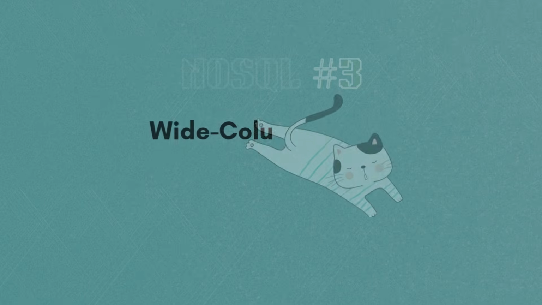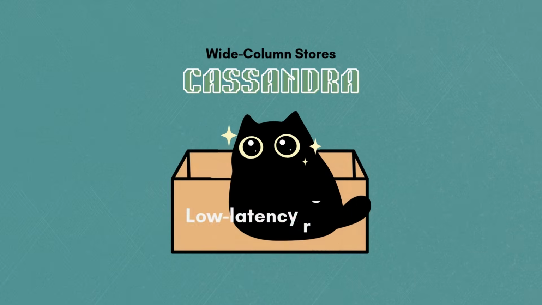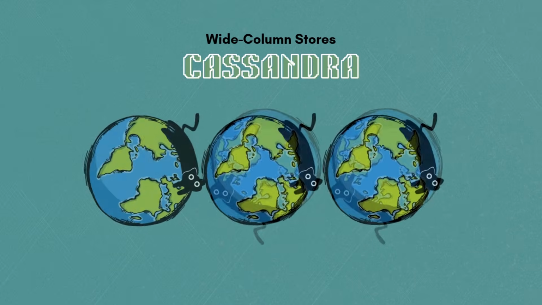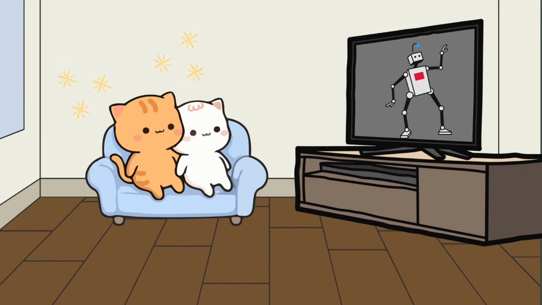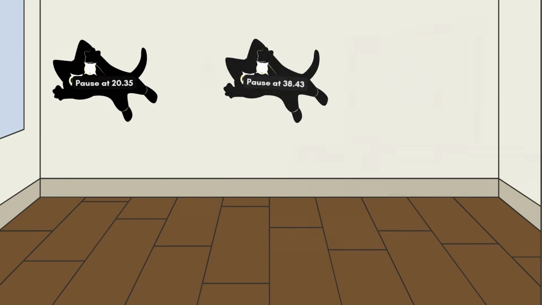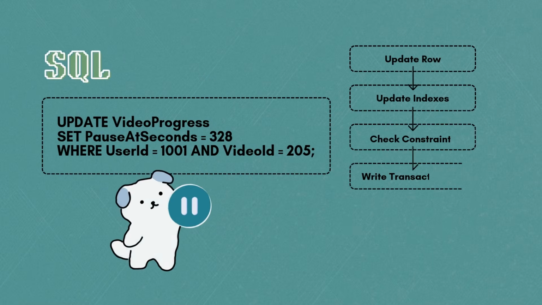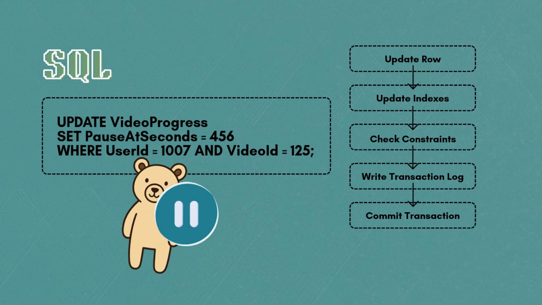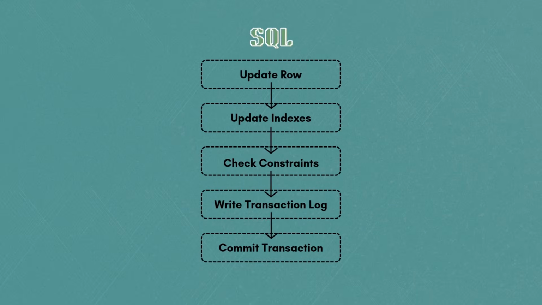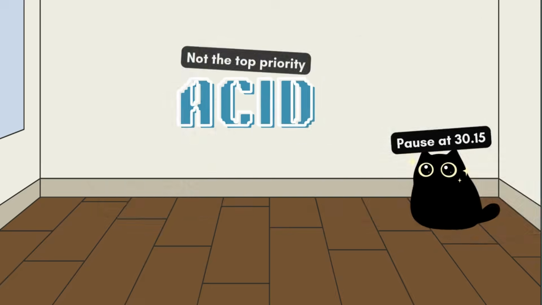Type 3 is wide column stores like Cassandra, designed for fast writes, low latency reads, and high availability across regions. Imagine Netflix logging exactly where millions of users pause their videos every second, which means huge numbers of writes happening at the same time. Using a SQL database here would be overkill. Every write might need to update indexes and enforce strict constraints. And in this kind of scenario, ACID guarantees usually aren't the top priority.